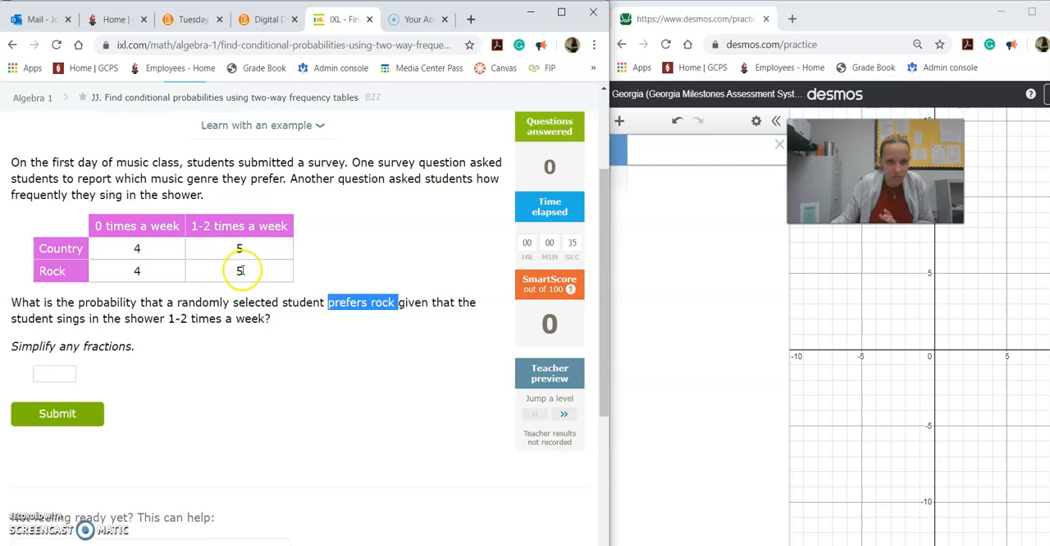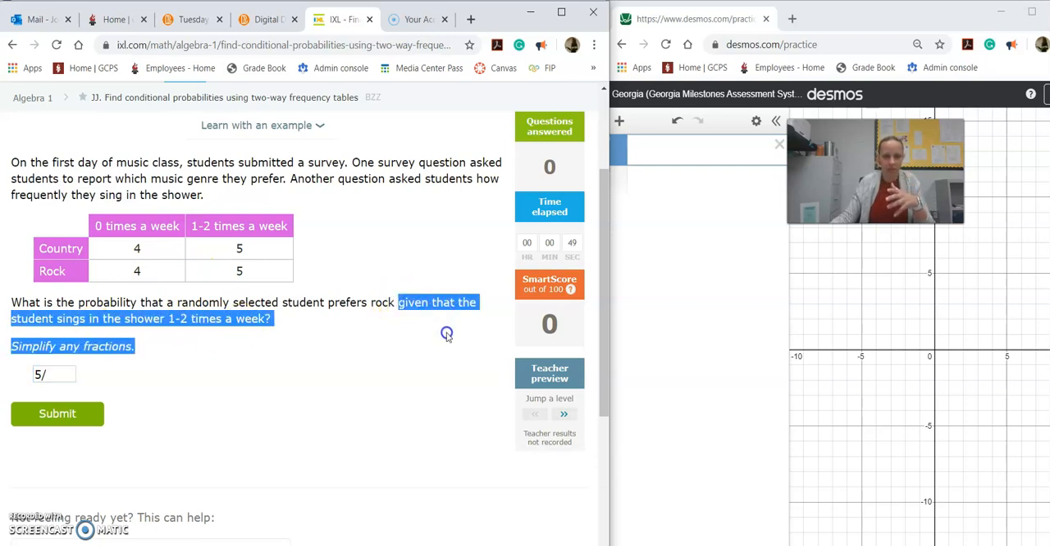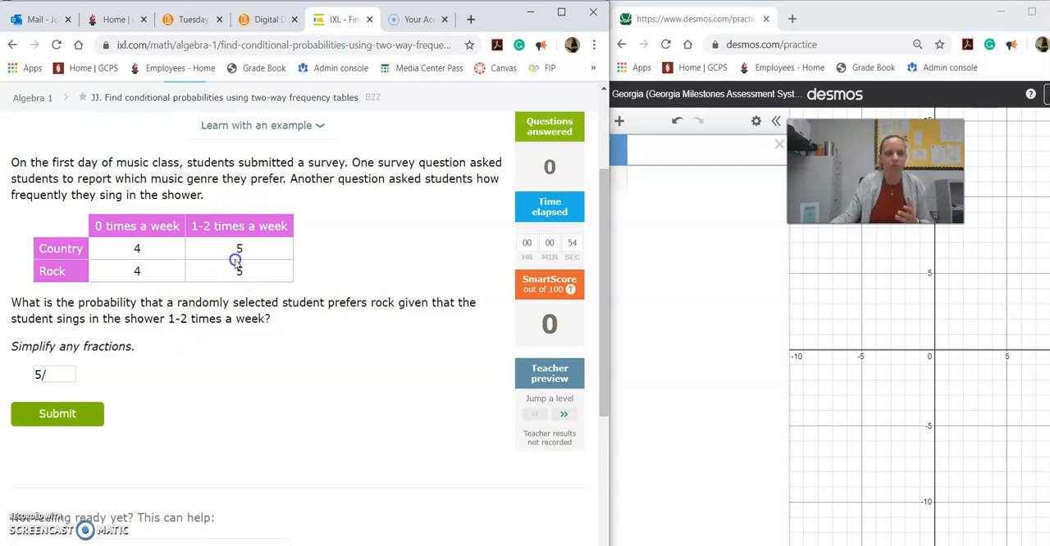So 1 to 2 times and rock is 5, right? But now your total is no longer all of it, because they're telling you to look only at a certain part of your data. The data they're looking for is the part after "given." So given that they shower 1 to 2 times a week, we're only looking at this data, this 1 to 2 times a week. We're not looking at any rock, and 1 to 2 times is 5 out of the only thing given, which is these two, which is 10.